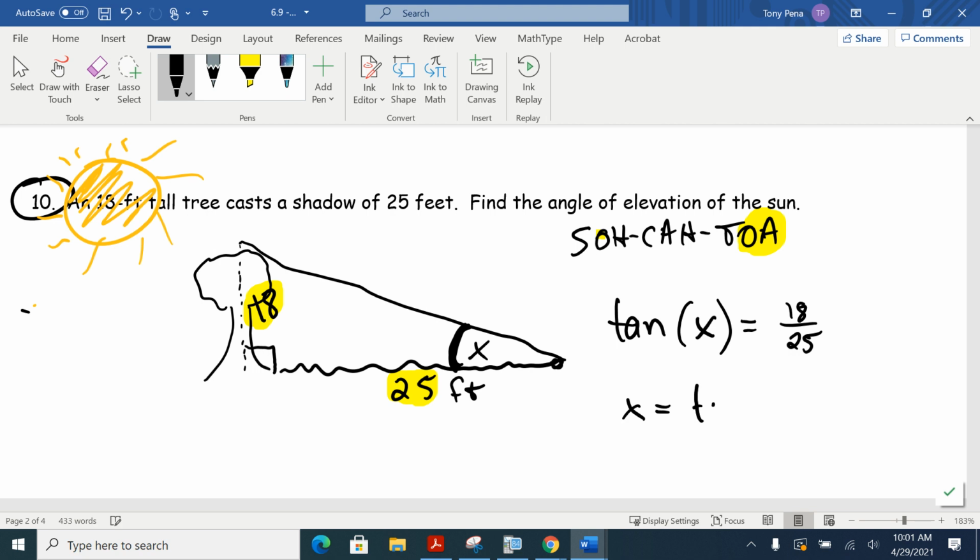Good. So this is when you've got to do the second tangent, that little tangent to the -1 of that 18 over 25. Okay. What did that give you, Cam? 35.75. 0.75? Yep. And then that should be our degree measure for that angle. All right. You get that?